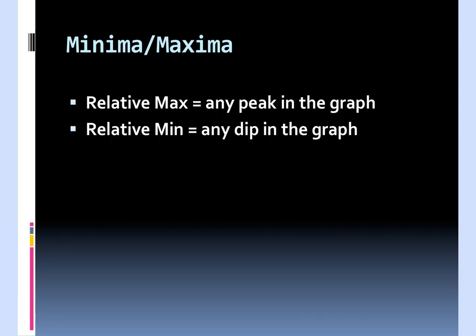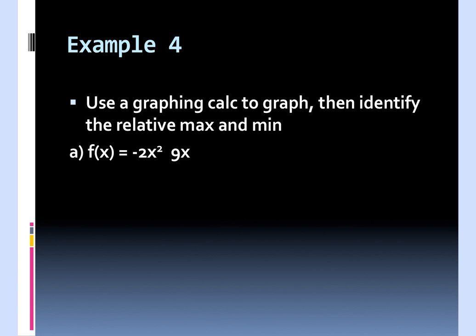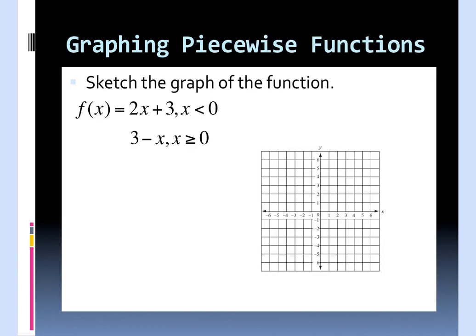Then we went through max and min. Remember, this is in coordinate point form, and this is relative, so there can be more than one max and more than one min. We did this one on the graphing utility, and we left off with graphing piecewise functions. So we evaluated piecewise functions. Like if I said find f of -1, I would know to go to the top one, I would plug it in there, and I'd get my value. But now you're going to graph these.